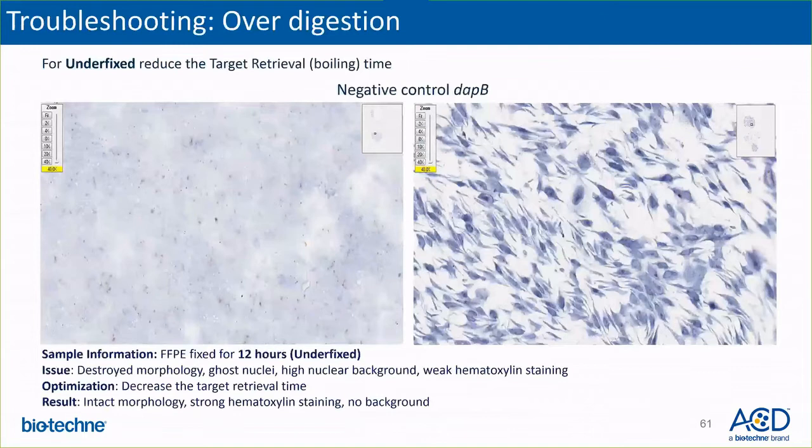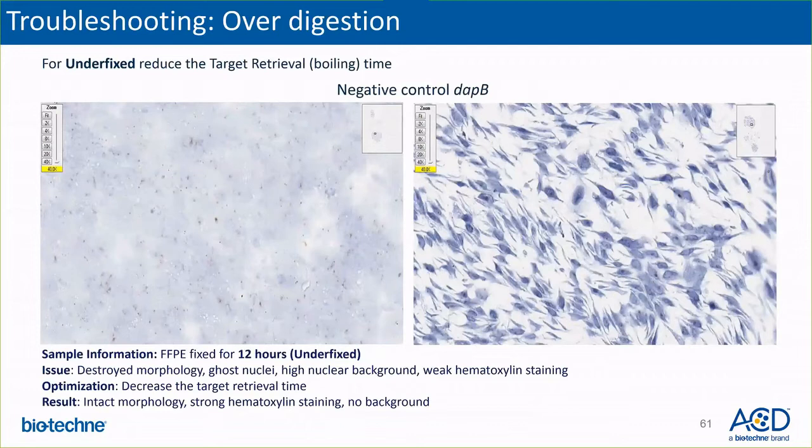To troubleshoot overdigestion, here is an example of an underfixed sample that is overdigested at standard pretreatment conditions. You can see the negative control on the left with the very weak hematoxylin staining, and you can also observe some background dots.